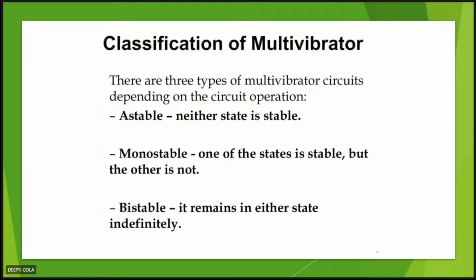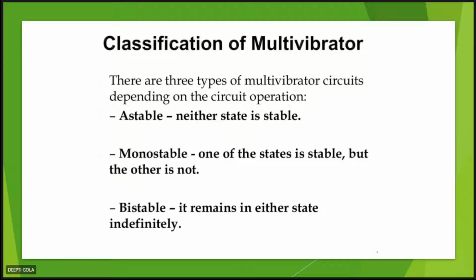Then for monostable, there is one stable state. If the circuit enters that stable state, then you have to provide some external trigger to move the output from the stable to the unstable state. There are different kinds of applications where we use all these three kinds of multivibrators.